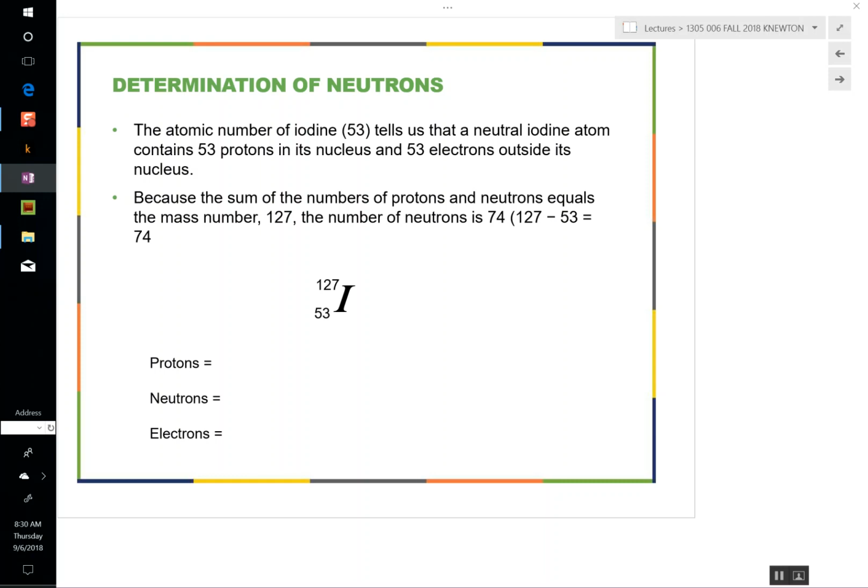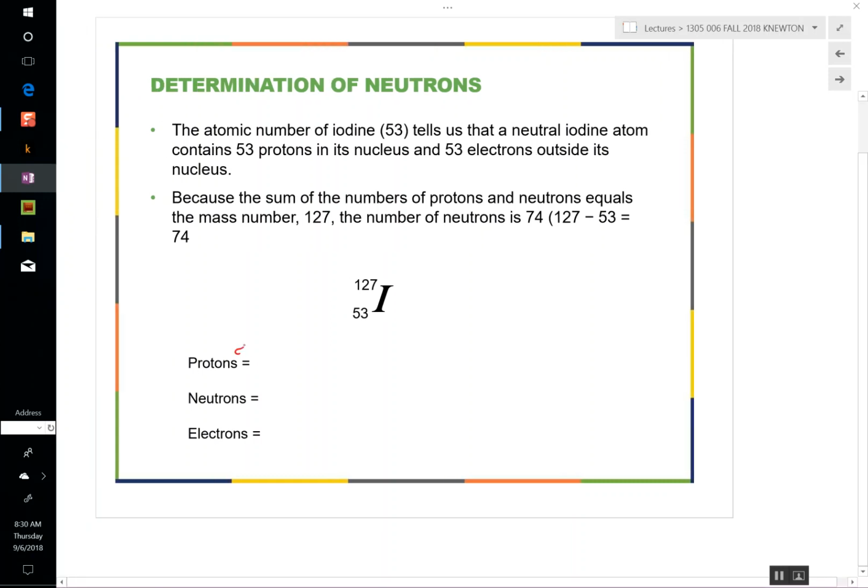So I'll always be pointing over here and say, here's iodine. There's its atomic number. You can see where it is, down in the bottom left corner, 53. And then we have this number, 127, the mass number. So how many protons are in that nucleus? 53. Now this number, the protons plus the neutrons, equals 127.